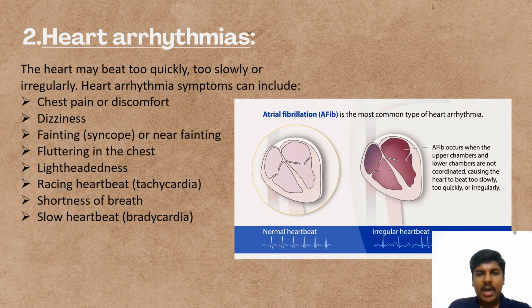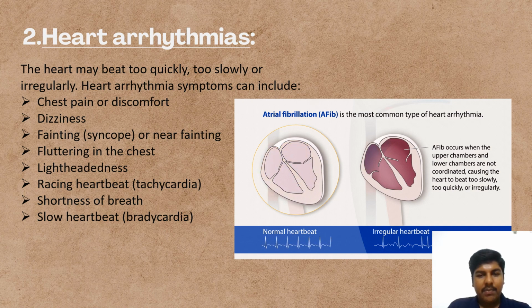The next one is heart arrhythmias. The heart may beat too quickly, too slowly, or irregularly due to this disease. Heart arrhythmia symptoms can include chest pain or discomfort, dizziness, fainting, syncope or near fainting, fluttering in the chest, light-headedness, racing heartbeat, shortness of breath, and slow heartbeat.